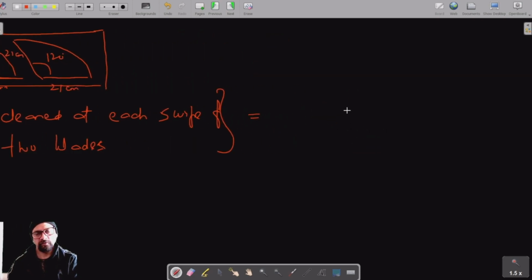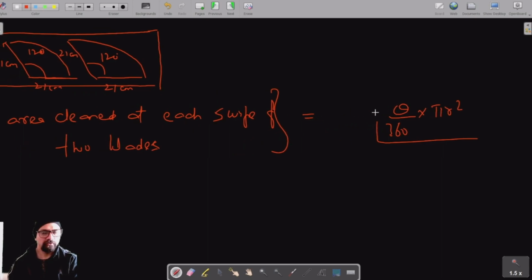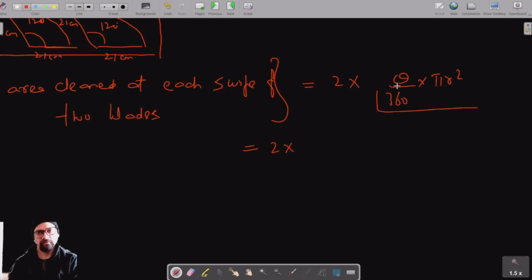Now that will be equal to theta by 360 into pi r squared. This is the area cleaned by one blade at each sweep, and we have two blades, so this has to be multiplied by 2. Now let's put in the values.